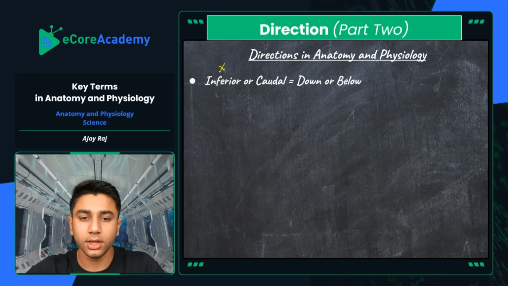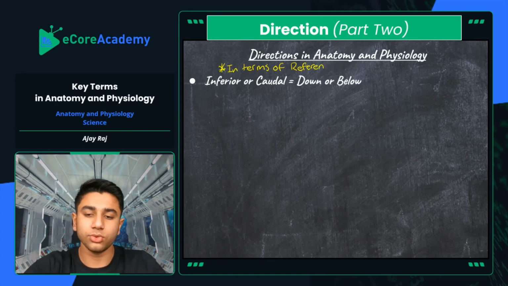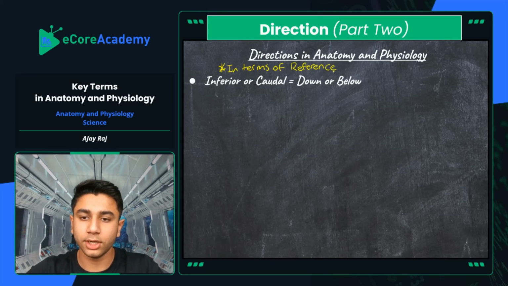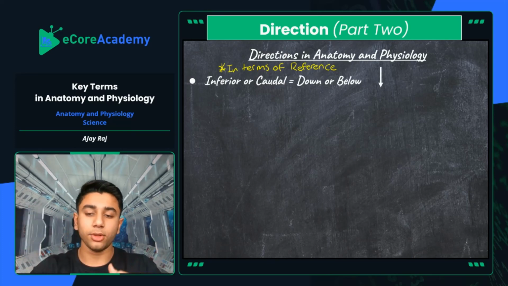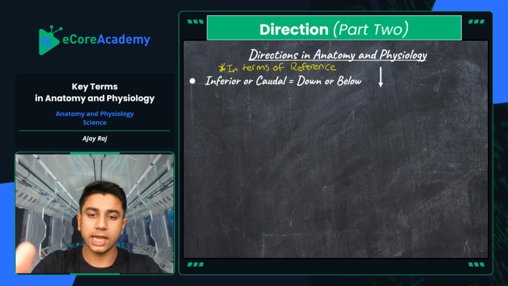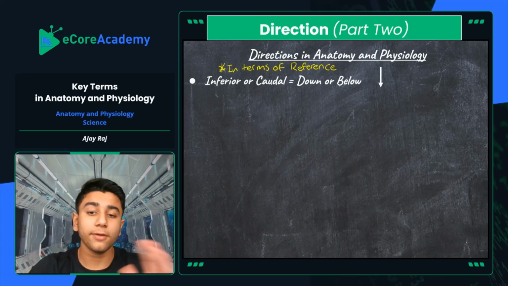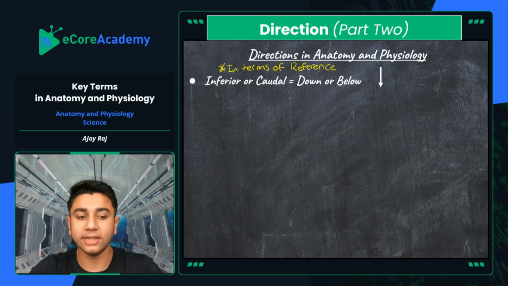Let me just write this down. In terms of reference. So it's all in terms of your given reference point, and that can be absolutely anything in the body. If you're trying to communicate it to someone, make sure that they know exactly what it is, or just form some sort of key. So this is inferior or caudal, so it's down or below your reference point. Obviously it's going to be down or below, so just like translating it, we're taking this process in reverse. You're going to be translating it from anatomical terms into your basic, common, simple English terms.